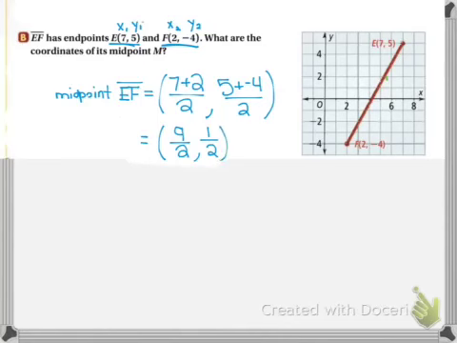If you want to rewrite those as decimals, you may. That would be (4.5, 0.5). We do not combine those. Again, we need an x and a y for our midpoint, so we should never end up with just one number. If we were going to graph that, it would be over 4.5 and then up 0.5. So the midpoint on that coordinate plane would be about right there.